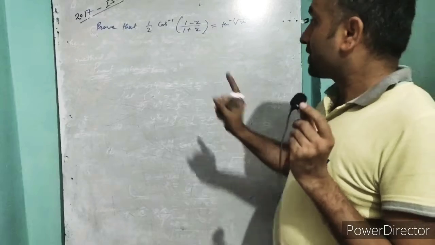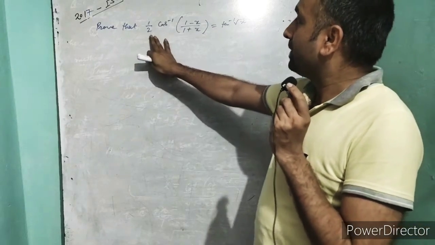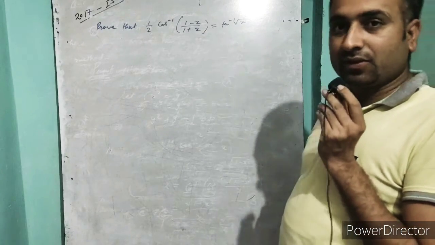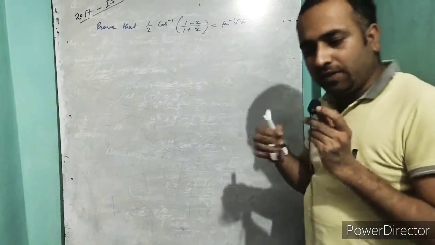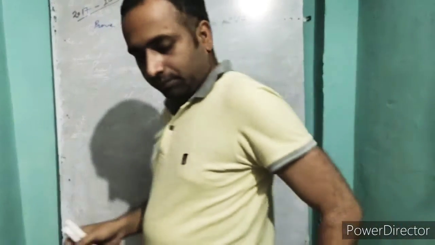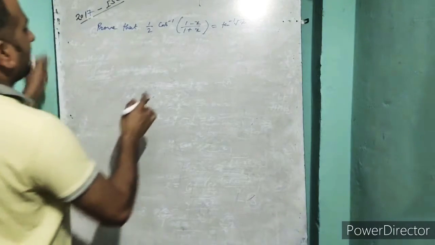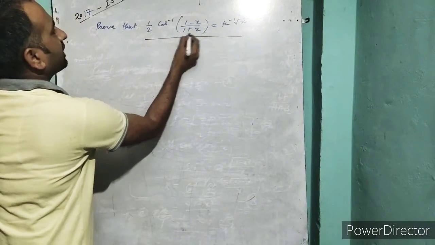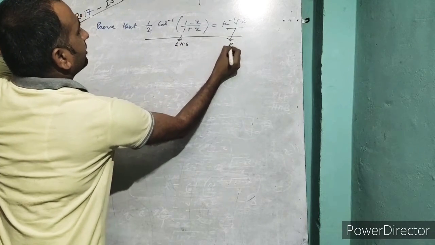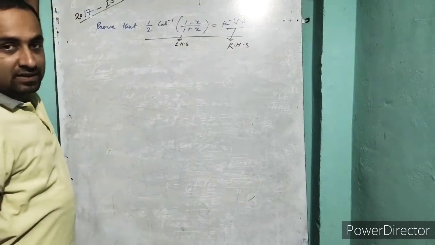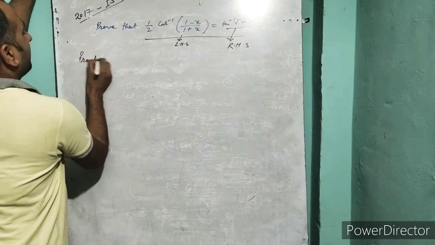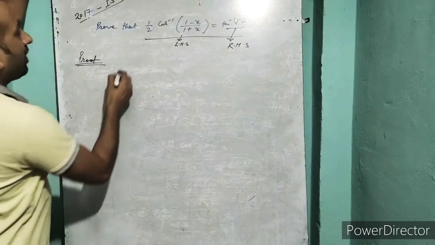The question is, I am again speaking, we have to prove that 1 upon 2 cos inverse of 1 minus x upon 1 plus x is equal to tan inverse root x. So how will I solve it? See every step very carefully. We have to prove it. This portion is LHS and this is RHS. Is it clear? Now see here, we have to write down the steps. It's the proof.